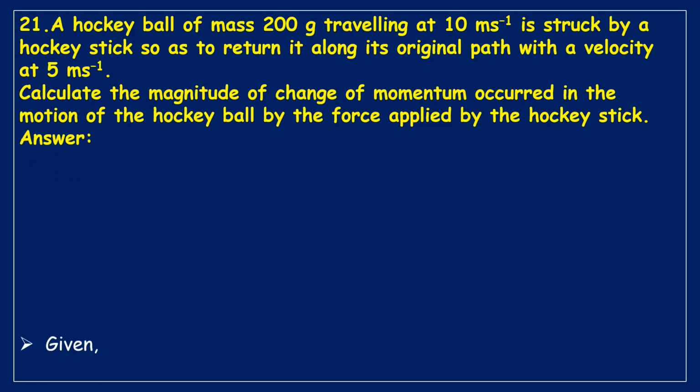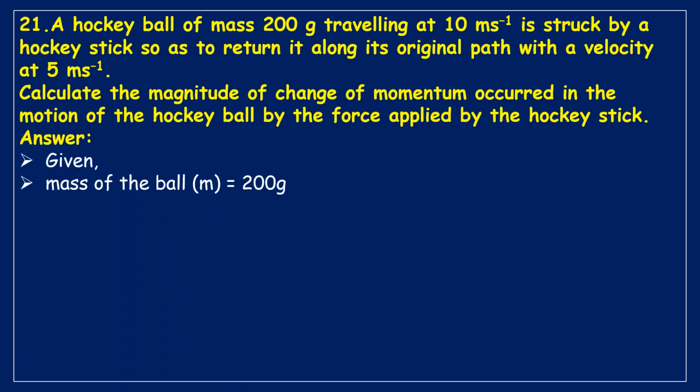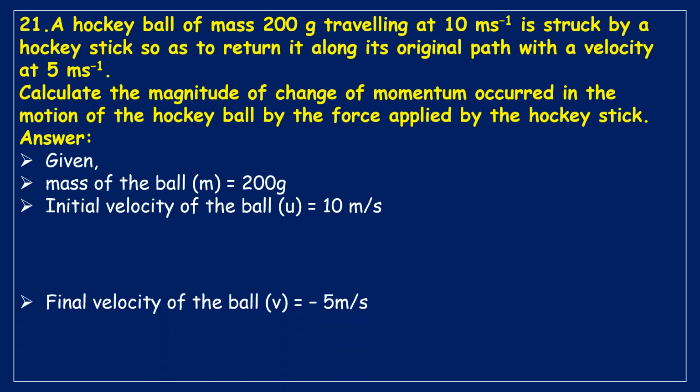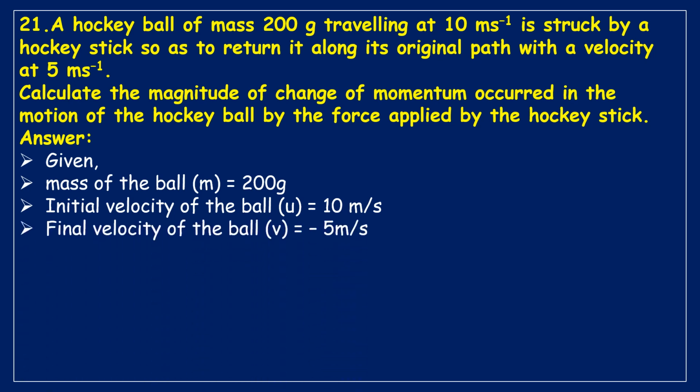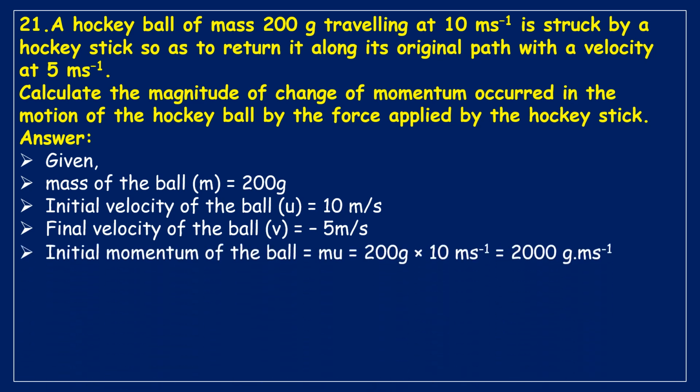Now we'll see the answer. Given data, mass of the ball m is given as 200 grams. Initial velocity of that ball u is given as 10 meter per second. Final velocity is given as negative 5 meter per second, since it diverted in opposite direction, right? That means velocity decreased, that means it's a negative, right?